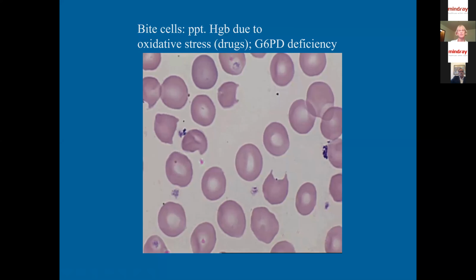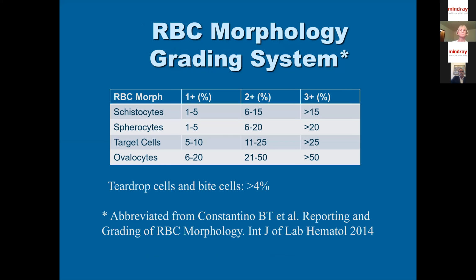And it's associated with particular drugs. A classic one is dapsone, but also enzyme deficiencies, and in particular glucose 6-phosphate dehydrogenase deficiency, which is again a fairly common deficiency and usually doesn't cause problems except when patients are exposed to drugs that cause oxidative stress to the hemoglobin.